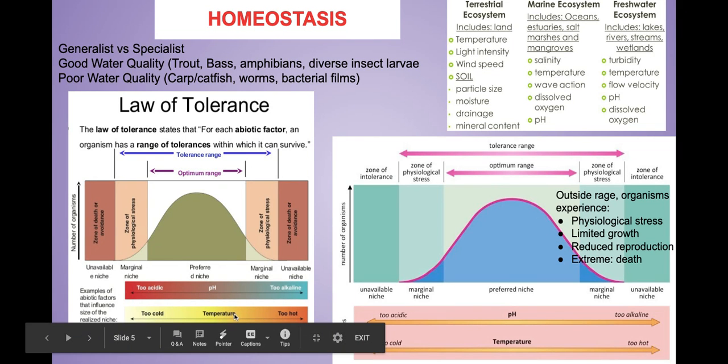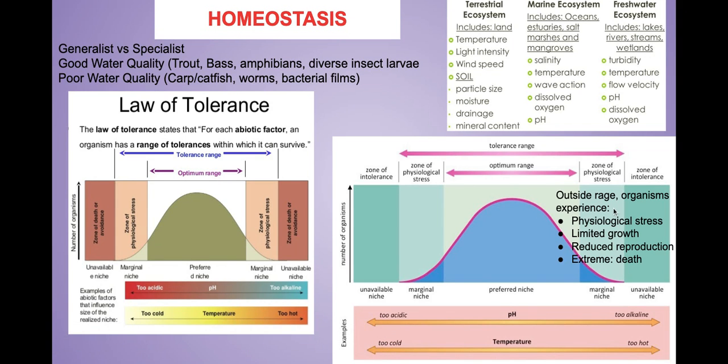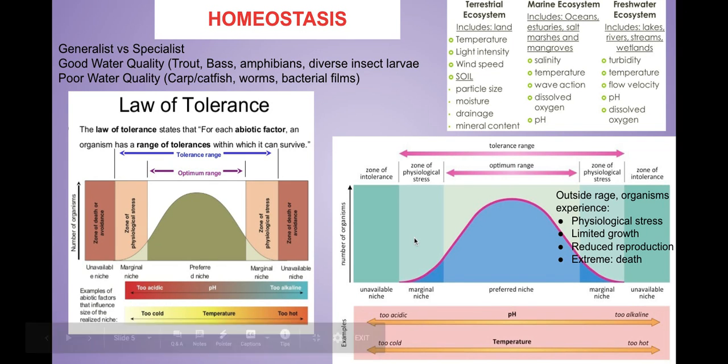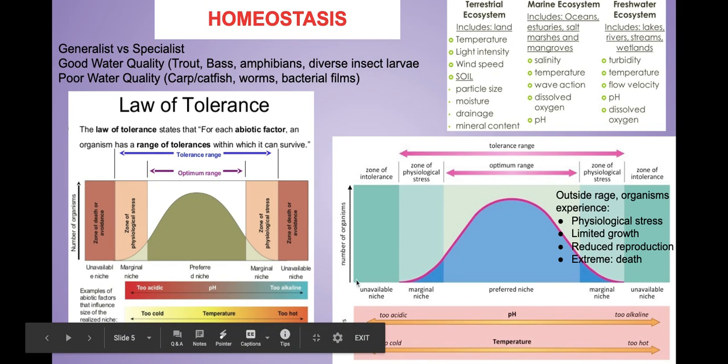Another abiotic factor could be temperature, for example. Again, for any kind of organism, these are similar graphs. I just put the two that I've shown you in the past so you can remember them. Outside that range, organisms are going to experience physiological stress and limited growth. They might exhibit stunted growth or no growth at all. There is going to be reduced reproduction, and in extreme cases, death.